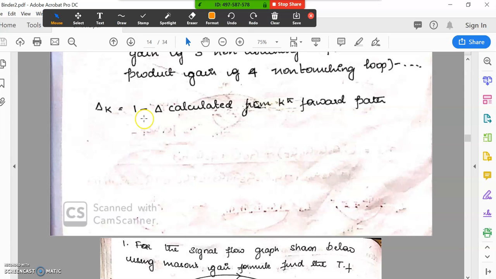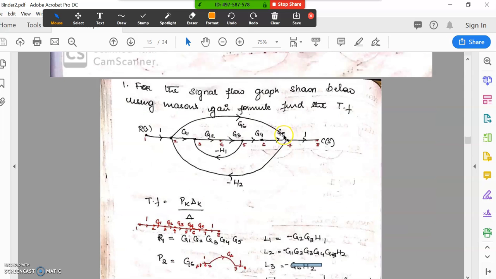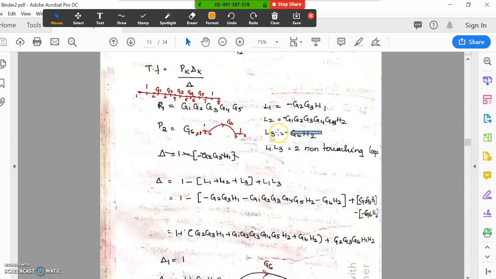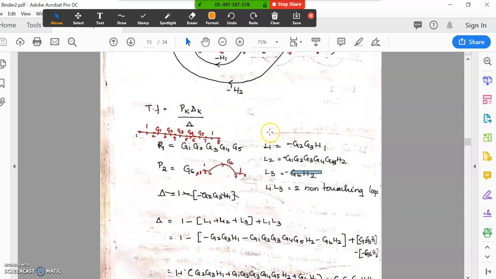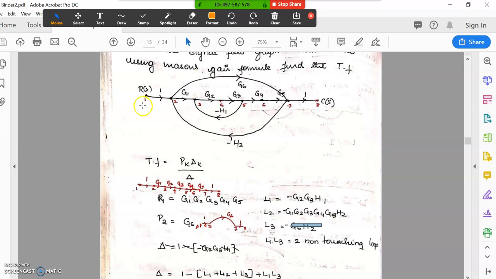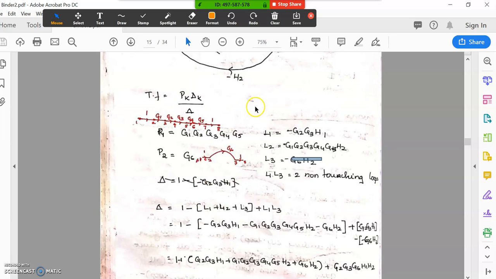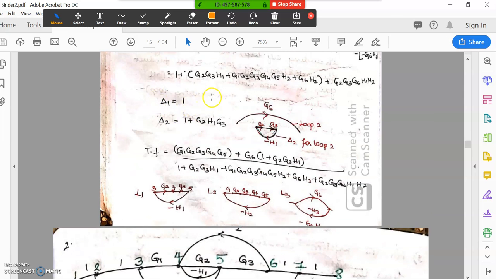It is delta calculated for the kth forward path. Kth forward path means, is there any non-touching loop for this path? Here there are loops, but they are touching the forward path. Delta here will be calculated if there is any loop which is not touching that path. We have one path here and there is no loop which is not touching. All the loops are touching this forward path. So there is no question. So it is only 1 minus 0.